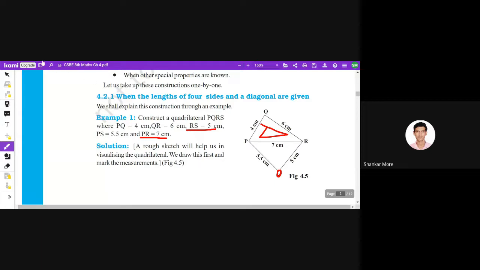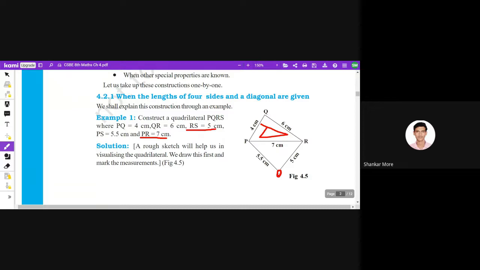So what do we do in this case? Can anybody let me know, if we have to construct a quadrilateral and we have the measurements of 4 sides and 1 diagonal, to start off, what will we do? What will we draw first? You can see my screen as well, right? Any idea which construction we are going to do first? Yeah, first we are going to draw the diagonal. That is PR in this case, if you can see this diagram.